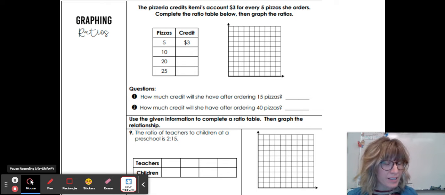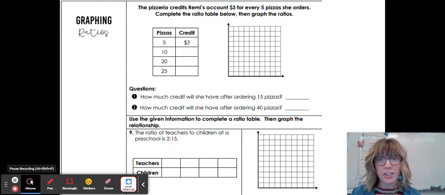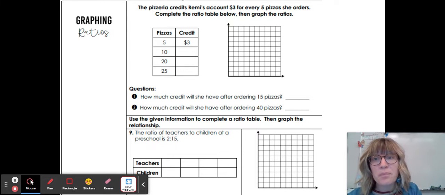So now we're going to practice some graphing of ratios. Ratios are sort of a set of data, right? We essentially have an X coordinate and a Y coordinate that end up being created, especially when we put them into these tables. So we have some info. We've got a little scenario.